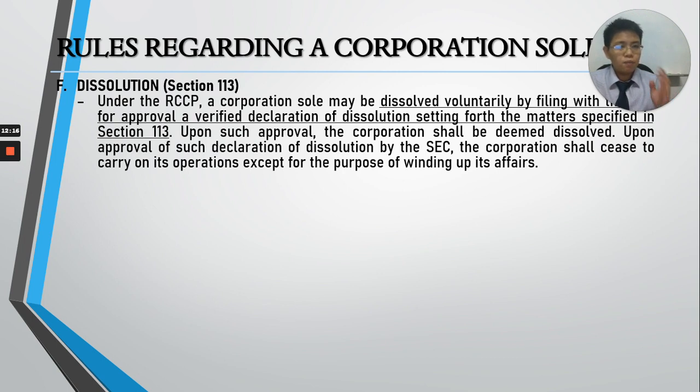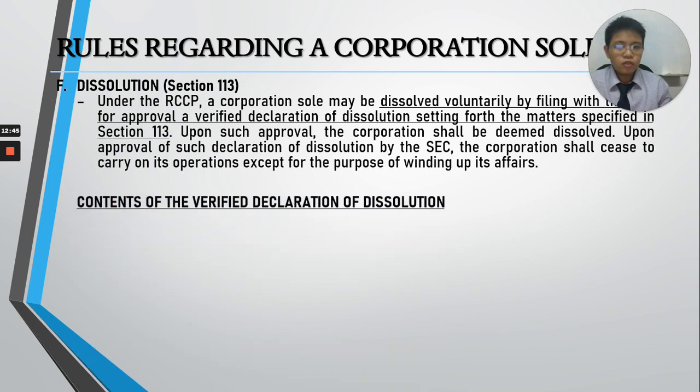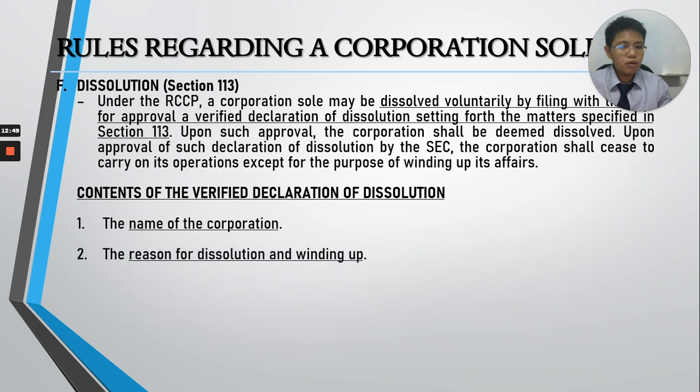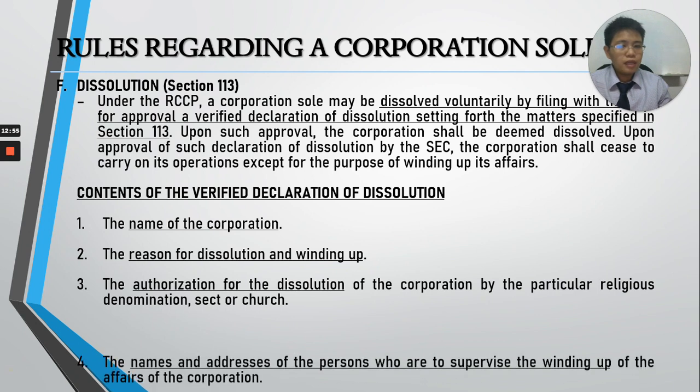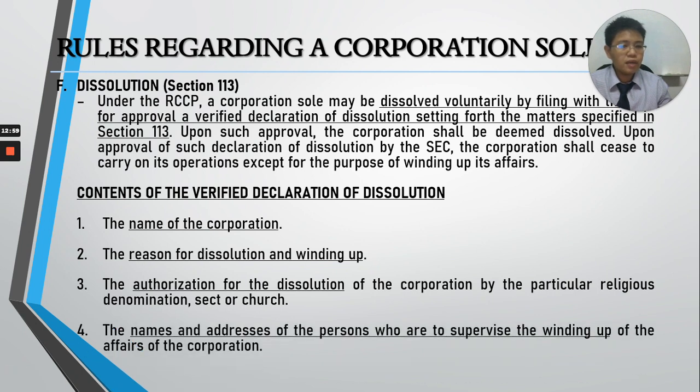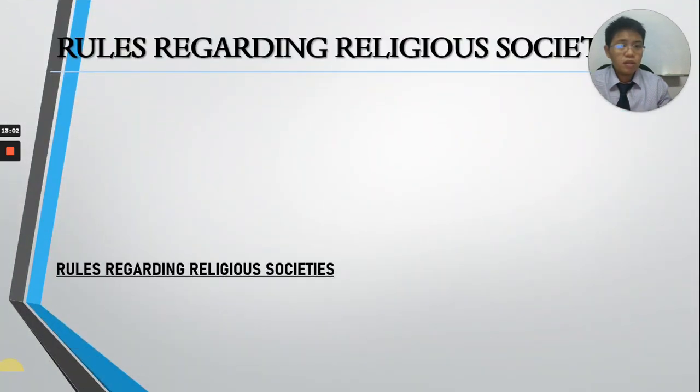Now, if the incorporation does not need the approval of the SEC, pagka-file ng articles, verified articles, incorporated na. Ganun lang. Ngayon, pagka magdi-dissolve, remember, it needs the approval of the SEC. So, after approval nung verified declaration of dissolution, the corporation sole will cease to carry on its operations except again for the purpose of winding up of affairs. So the contents of the verified declaration of dissolution: name ng corporation sole, reason for dissolution and also winding up, authorization for the dissolution, and number 4, names and addresses of the persons who will wind up the affairs of the corporation sole. How about religious societies?